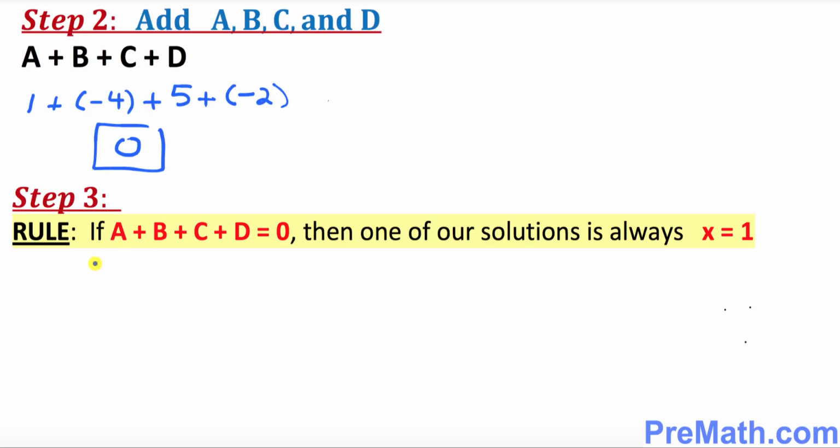Step 3 is really important. It has a rule. The rule says that if A plus B plus C plus D turns out to be 0, as in our case, then one of our solutions is going to be x equal to 1. So thus one of our solutions turns out to be x equals 1.